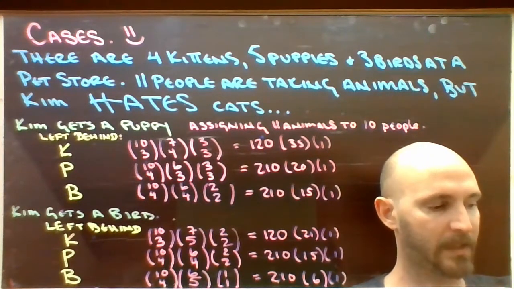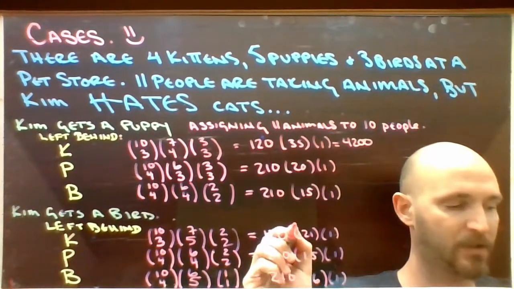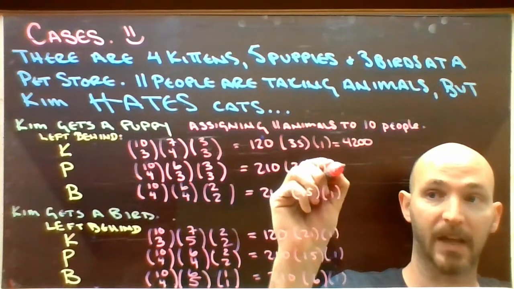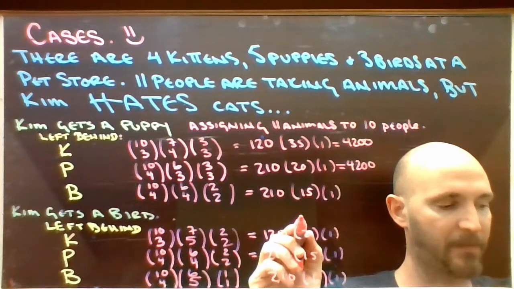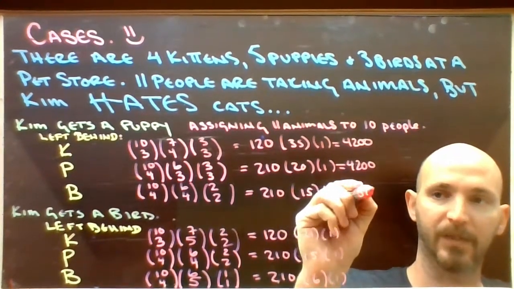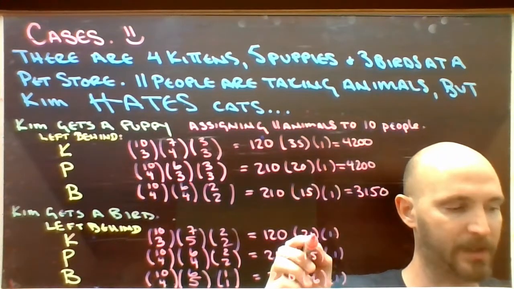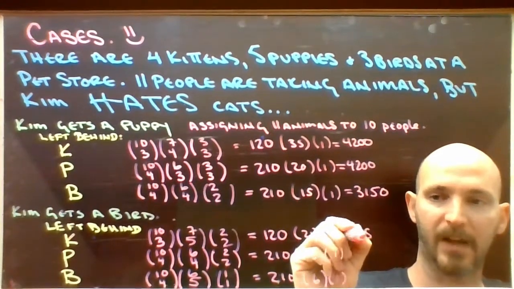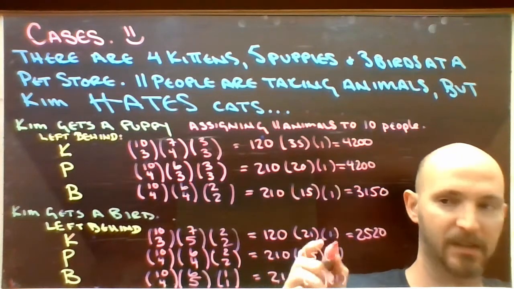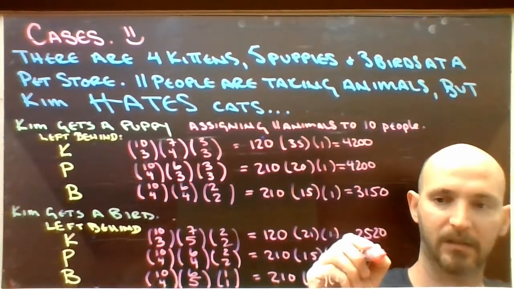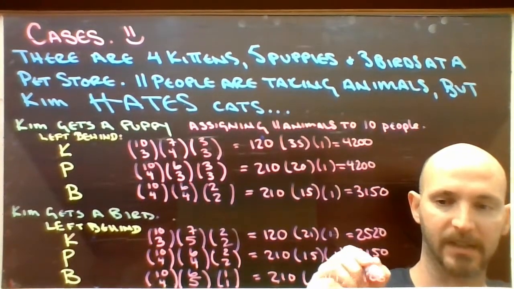So 120 times 35 is 4,200. 210 times 20 is 4,200. 210 multiplied by 15 is 3,150. 120 times 21 is 2,520. 210 times 15 is 3,150. And 210 times 6 is 1,260.